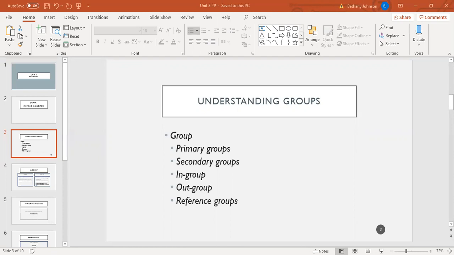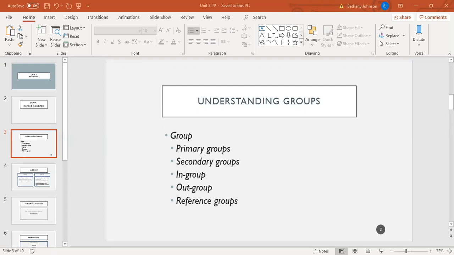You also have a category. Now, a category is a number of people who share a characteristic. So categories are things like right-handed, brown-eyed, tall, short, male, female. Those are not groups, but those are categories. Now, there are 5 types of groups that we are all members of: primary group, secondary group, in-group, out-group, and a reference group. So let's look at primary and secondary groups.